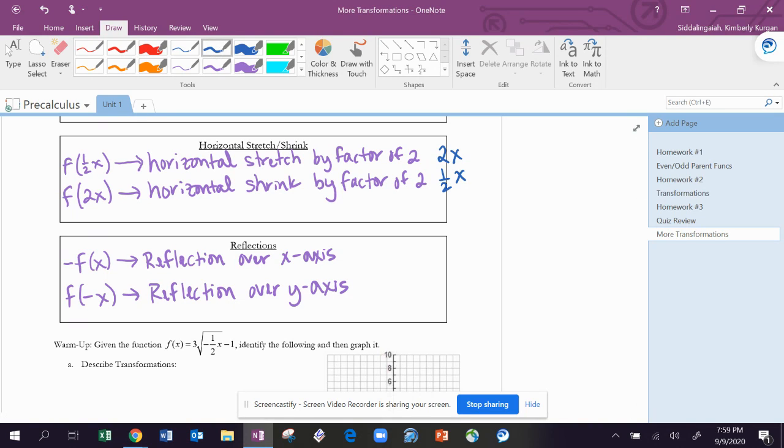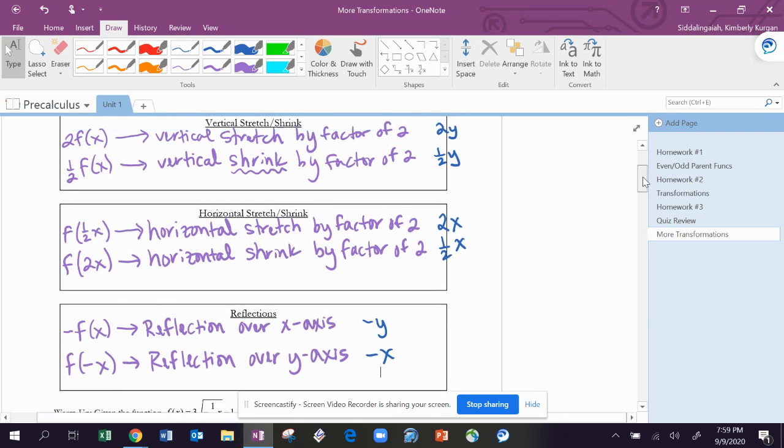So let me give you some point rules. For this first one, I would do negative y. For the second one, I would do negative x. So I'm hoping that is a quick review of stuff that you learned in Algebra 2.